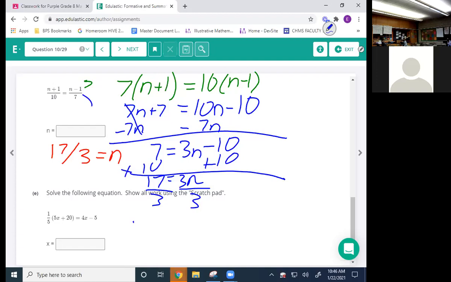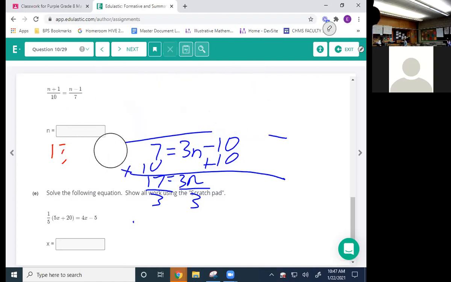Nice job, Peyton. I'm going to give you another 10 seconds. Nice. Good job, Junior. This is where we're getting different first steps. If we do it strategically and maintain equity, we will still get the same answer. Abby, what were you thinking for the first step here? I would distribute the 1/5 to the 5x plus 1.